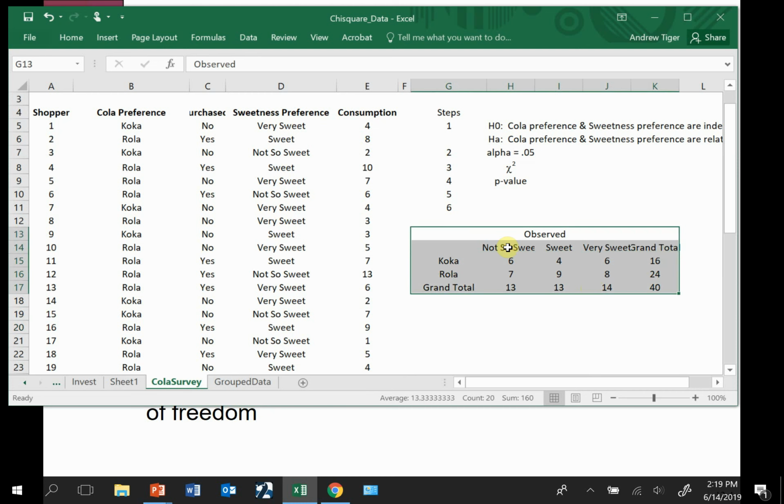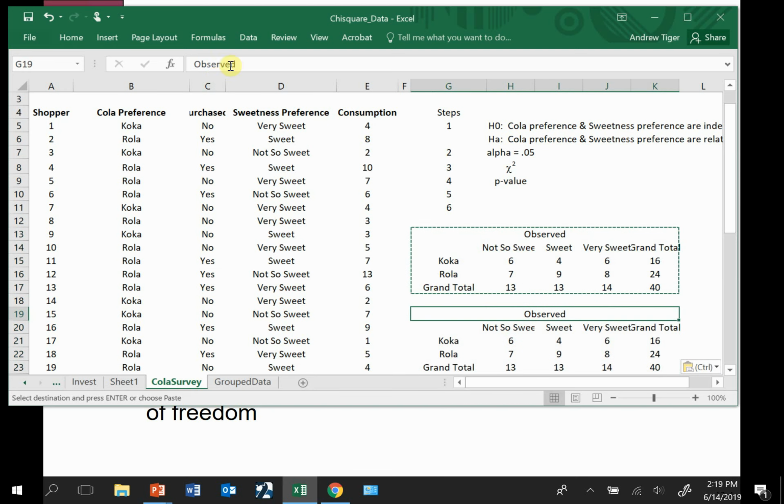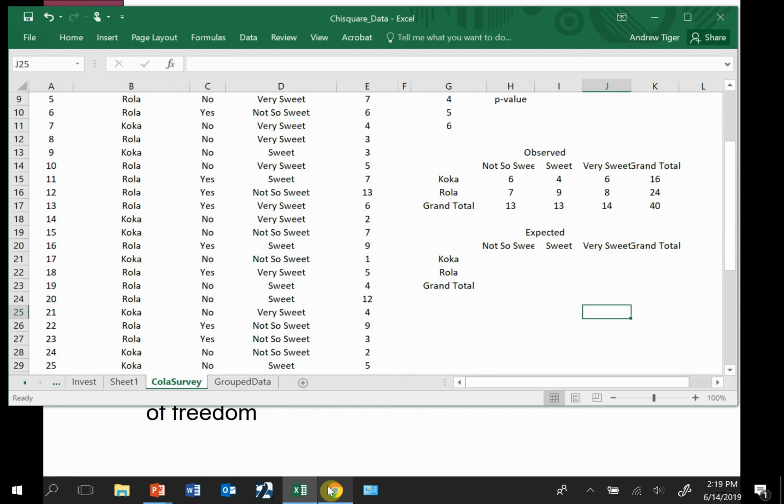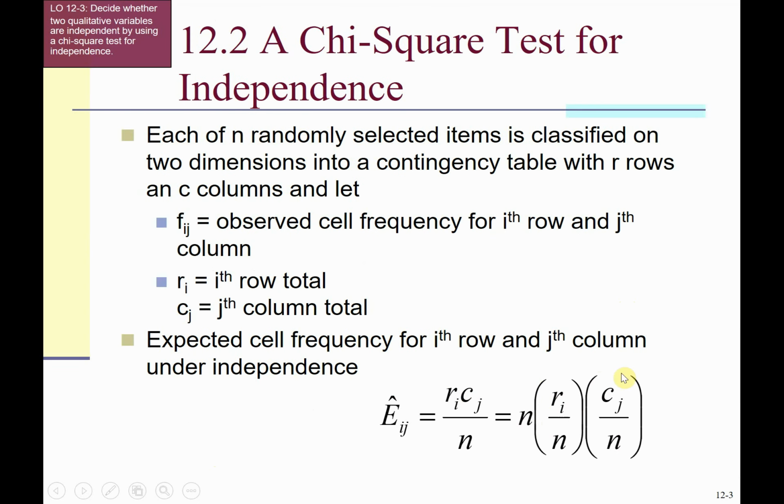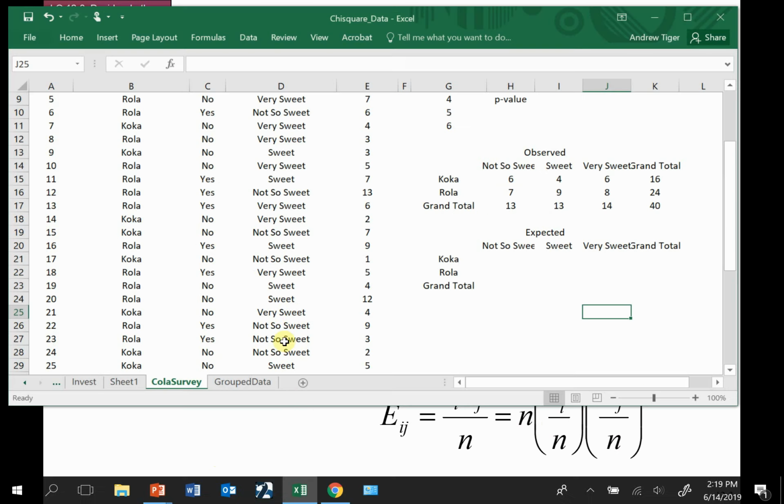So I'm going to grab that and copy it. I'm going to go down one row and paste it, and replace this observed with expected. I'm going to get rid of all these values, and I'm going to use a formula to calculate it. Now I'm going to show you how to do this in Excel. For every one of these 6, it's going to be the row total times the column total divided by the overall total. So this is column 1, row 1, so I'm going to take row total 1 multiplied by column total 1 divided by the overall total. It equals this times this divided by this.